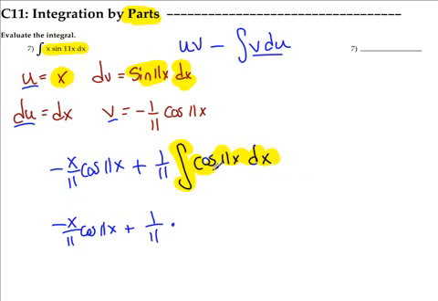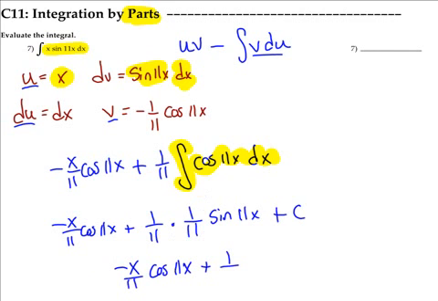The antiderivative of cosine would be sine, but I've got to follow the chain on this 11x, so I'm going to have another 1/11 sine 11x, and the plus c should appear here. So if I clean that up, just multiplying this together, I have negative x over 11 cosine 11x plus 1 over 121 sine 11x plus c. And that will be my final answer.